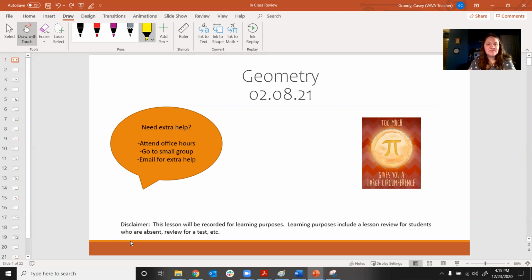If you find yourself needing some extra help, please remember that office hours, the voluntary small group session, plus the required one if you're required to go to it, and even emailing for extra help are all options.